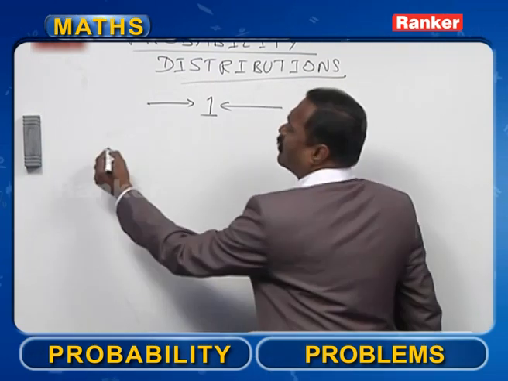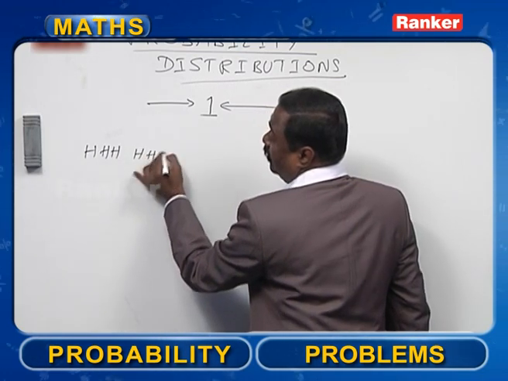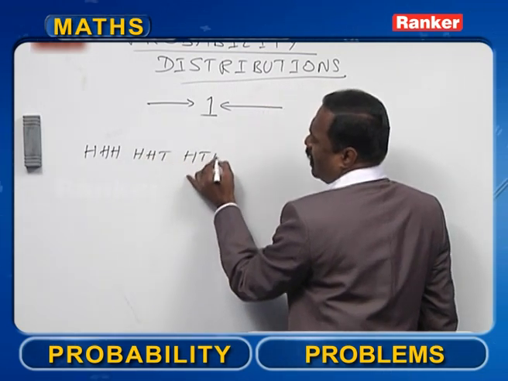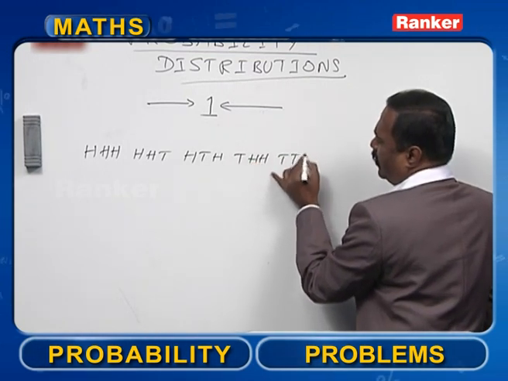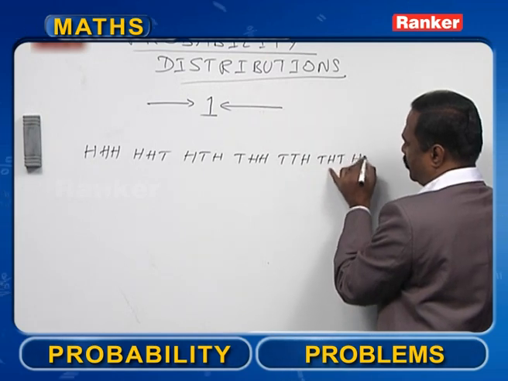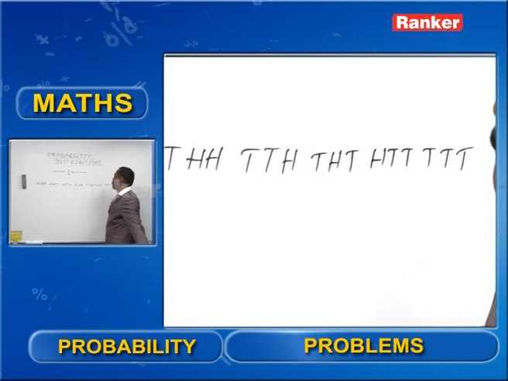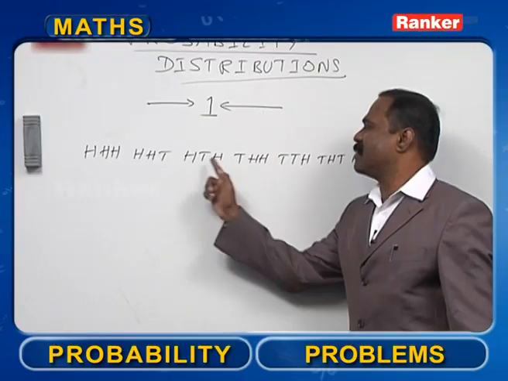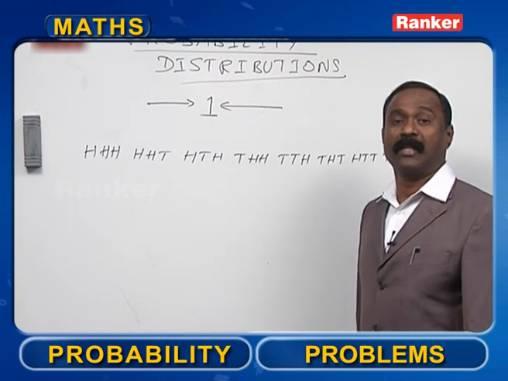So let me write all the outcomes now. Head, head, head. Head, head, tail. Head, tail, head. Tail, head, head. Tail, tail, head. Tail, head, tail. Head, tail, tail. And tail, tail, tail. 1, 2, 3, 4, 5, 6, 7, 8 are there. Totally 2 cube outcomes are there.